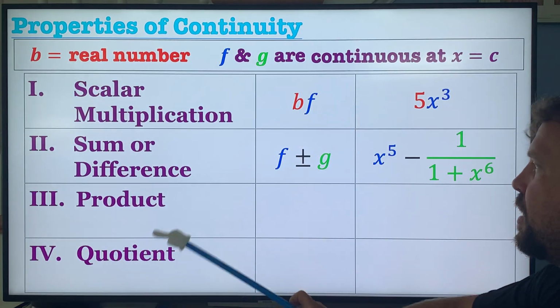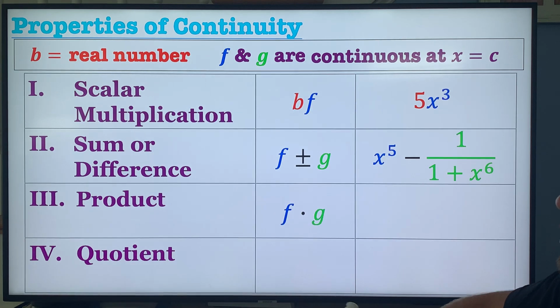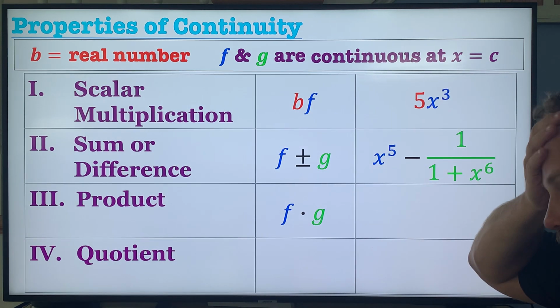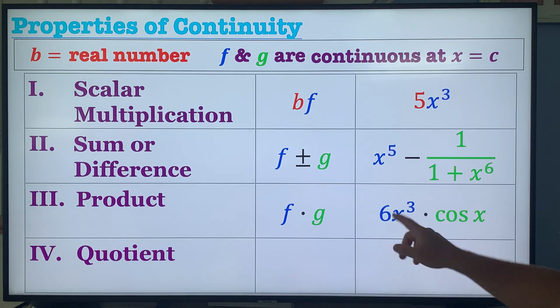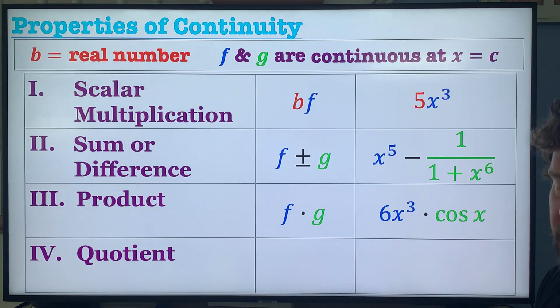Product. Multiplying 2 continuous functions gives you a continuous function. So say I take 6x to the 3rd times cosine x. Guess what? Continuous.